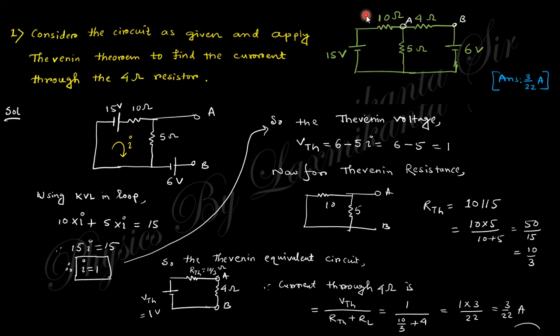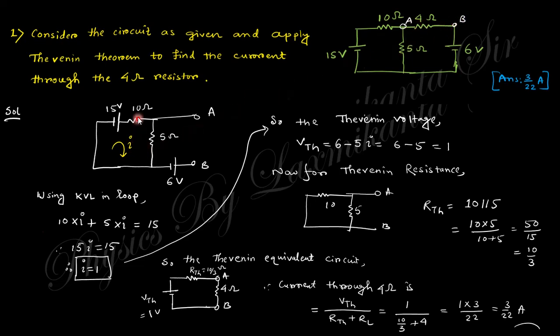So you know, to apply the Thevenin theorem, you need to find the Thevenin voltage and the Thevenin resistance. What is the Thevenin voltage? The Thevenin voltage is nothing but the voltage across this resistance in the open circuit. That means if you omit this resistance and measure the voltage difference at those two points, that is points A and B, you will get the Thevenin voltage.